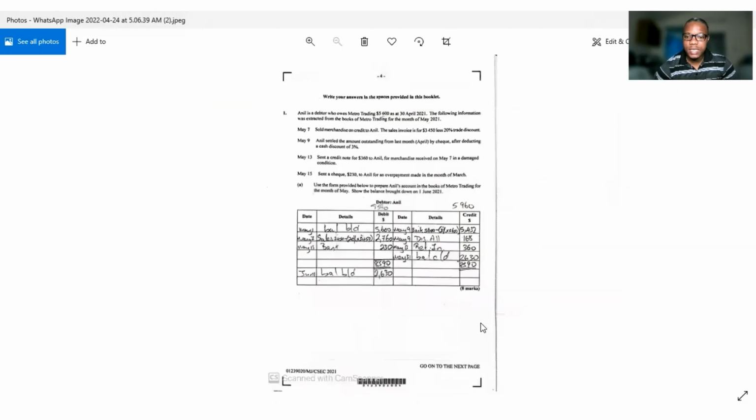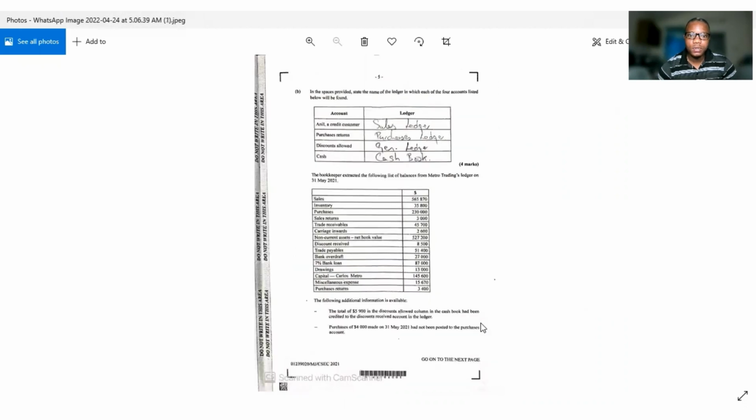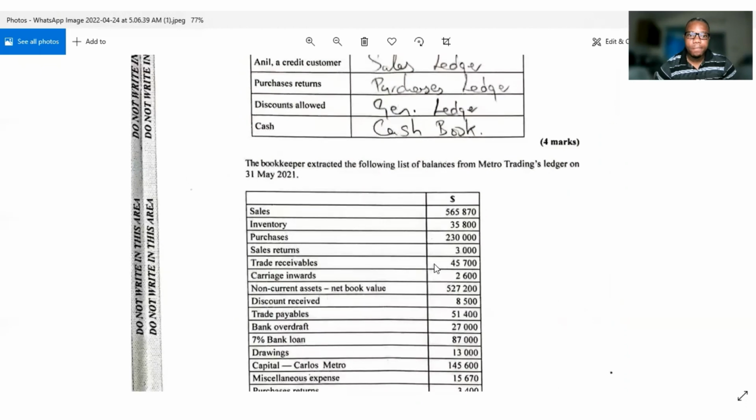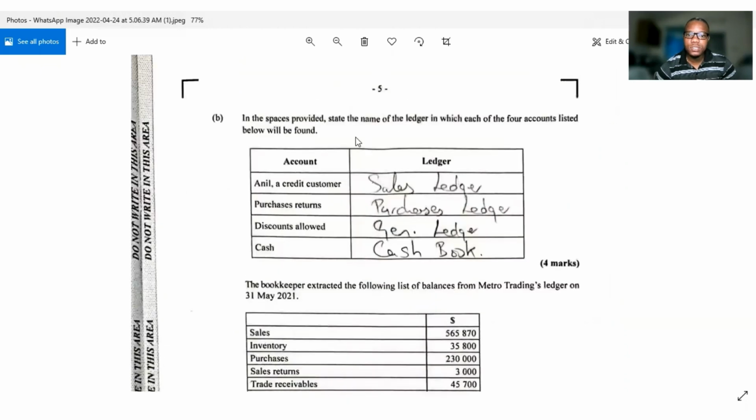And so this is easy 8 marks. All right. Moving on to part B of the question. Part B says, in the spaces below, state the name of the ledger. Pay attention to that, the ledger in which each of the 4 accounts listed below will be found.